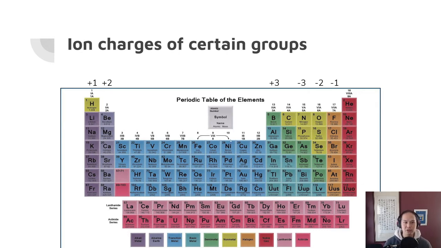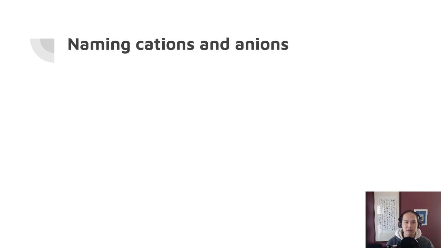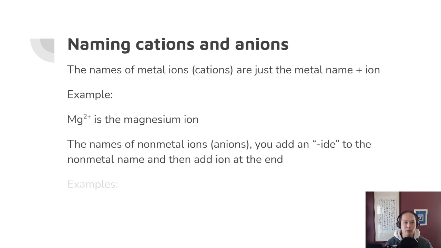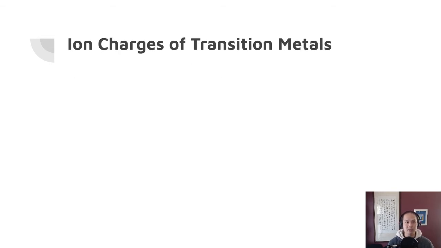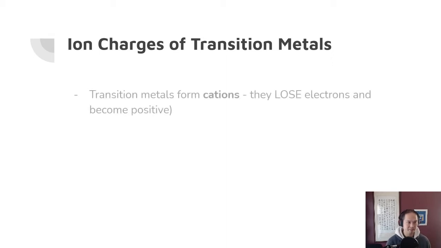The transition metals all have different charges, so there are no hard and set rules as to what charge each of these metals is going to have. There's no way to know all of them except to memorize them. Let's get to what transition metals look like right now. You're not going to have to memorize all of them, but you are going to have to memorize some. So, ion charges of transition metals.